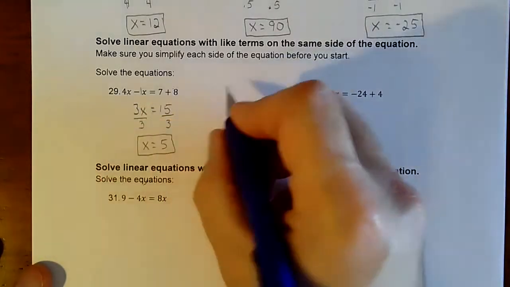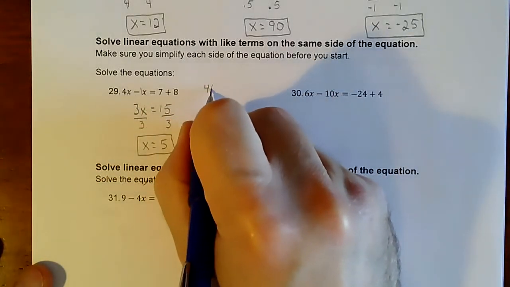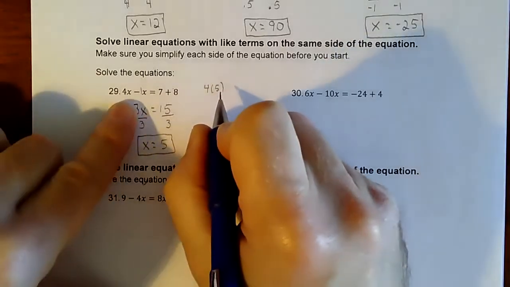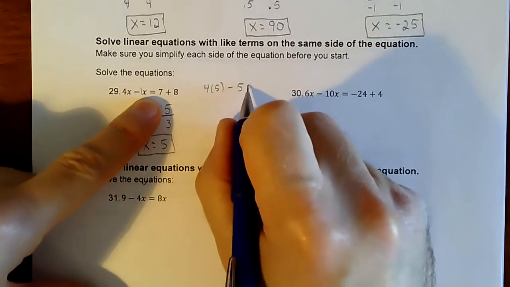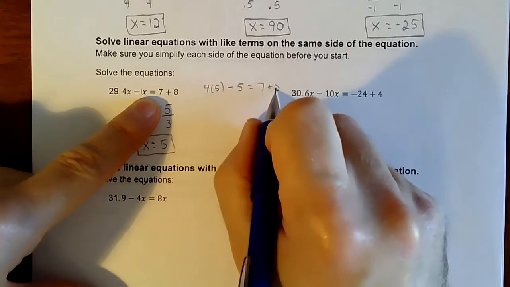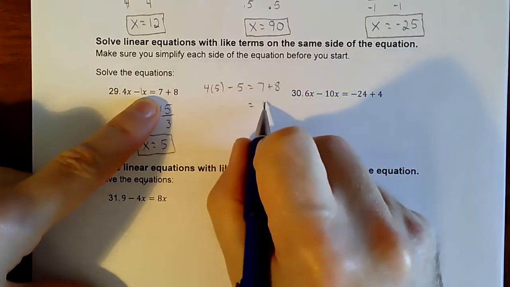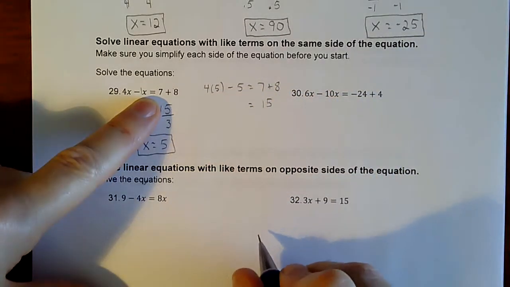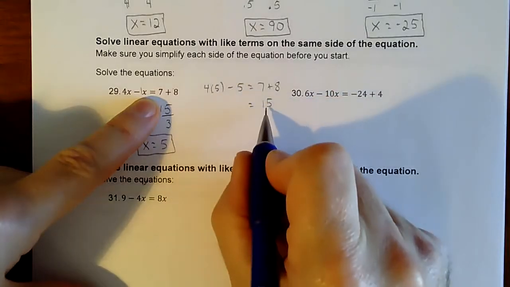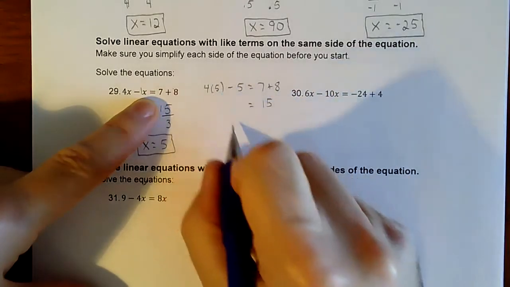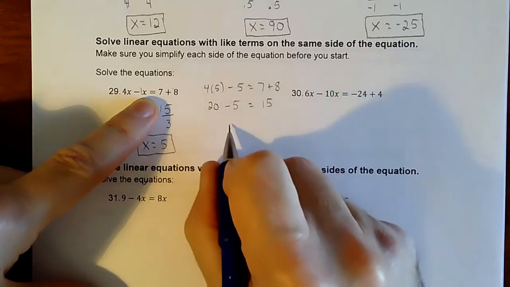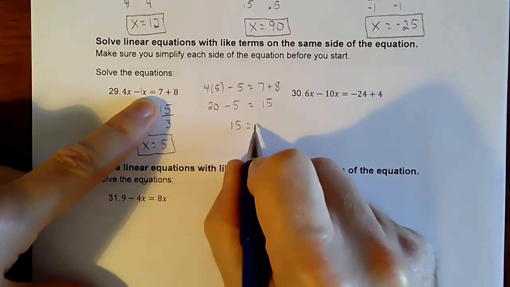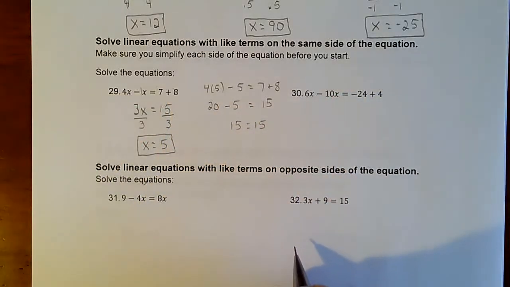So if I take that 5 and I plug it back in, I would have 4 times 5, minus 5. It's supposed to equal 7 plus 8, which we already know is 15. So I'm double checking that this side adds up to the same as what this side adds up to. So that's 20 minus 5, and that does in fact add up to what it's supposed to.